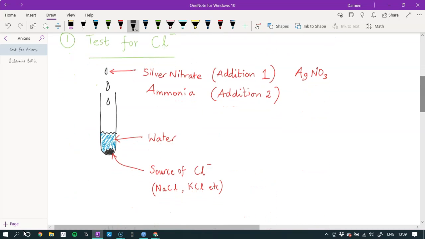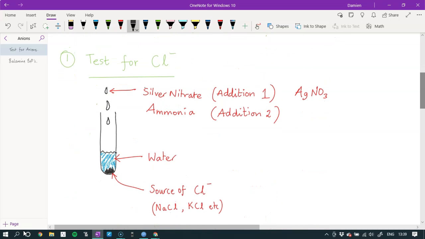In this test for chloride ions, here's the basic setup to remind you. You have your test tube with water, which is used as your solvent, and then into the water we put our source of Cl minus ions. In this case it's sodium chloride or potassium chloride. Any salt with a chloride element in it is perfectly fine, and that would supply us with our Cl minus ions. Then once that's dissolved fully, the first thing you're going to add is silver nitrate.